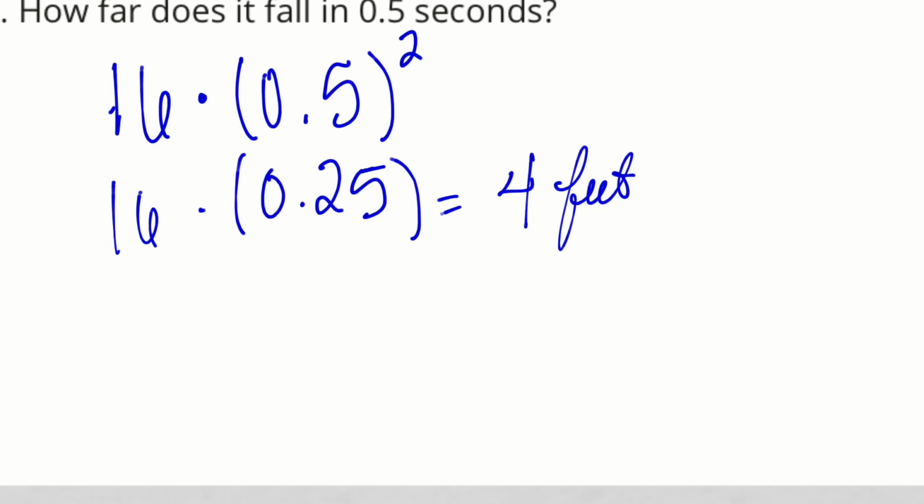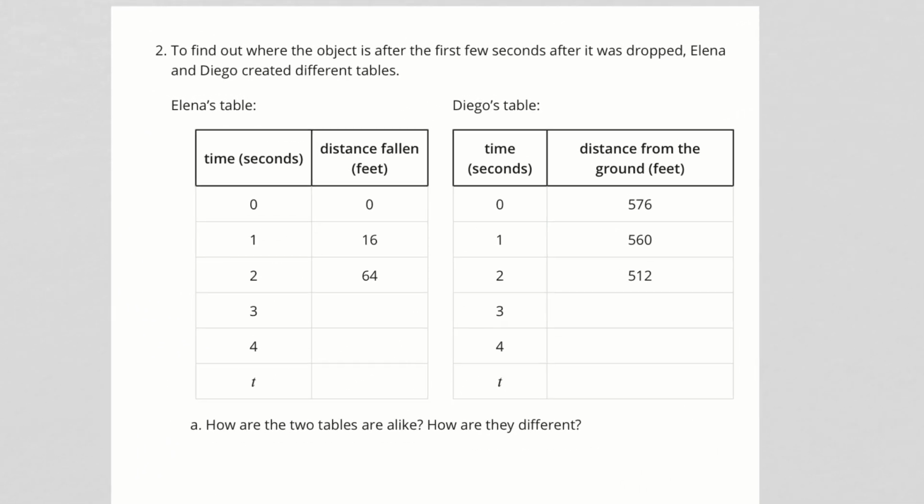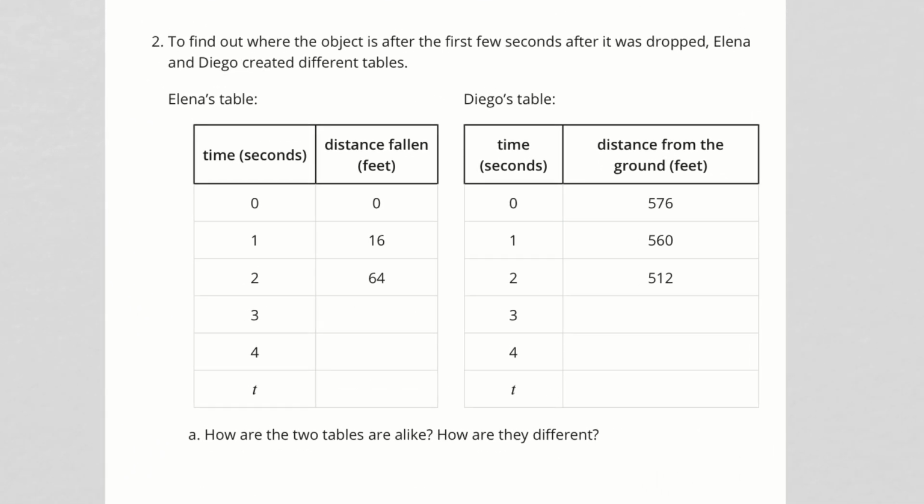Let's go to the next page. All right, so to find out where the object is after the first few seconds after it was dropped, Alina and Diego created different tables. Here's Alina's table, and here's Diego's table. How are the two tables alike, and how are they different?